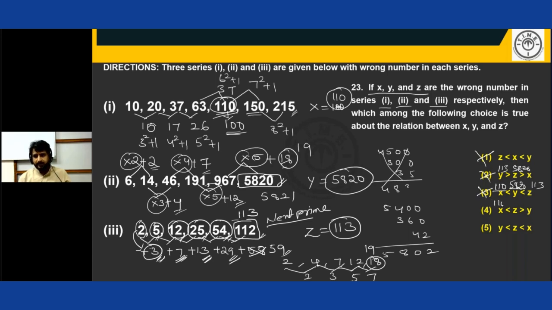Now again, X is 110. Z is 113. No, just a moment. 113. I'm extremely sorry. Let's once check the second option. We did a small mistake in the second option. Y is 5820, right? Y is 5820 is greater than 113 is greater than 110. So which is the correct option? Second option. Second option is perfectly matching. Y greater than Z greater than X.